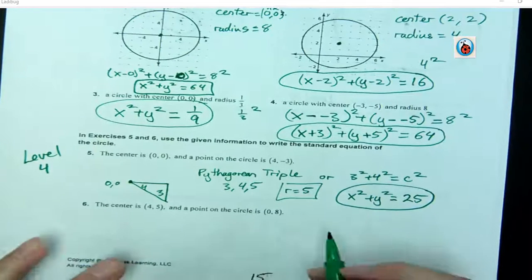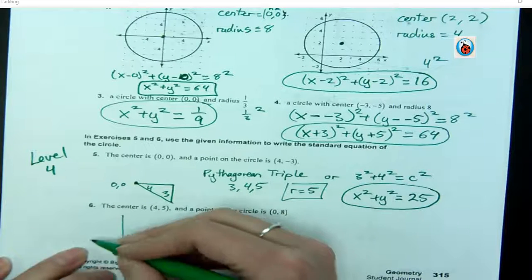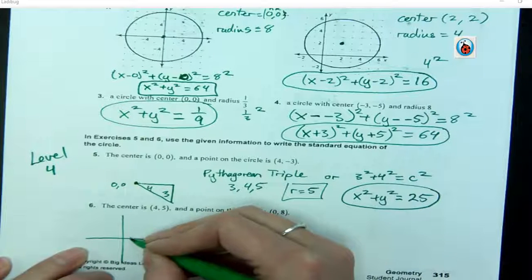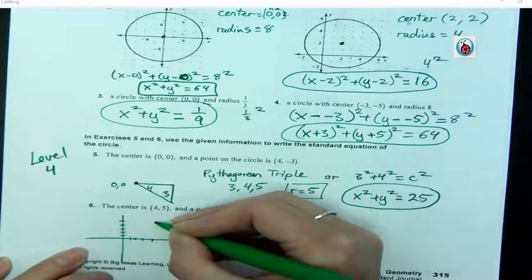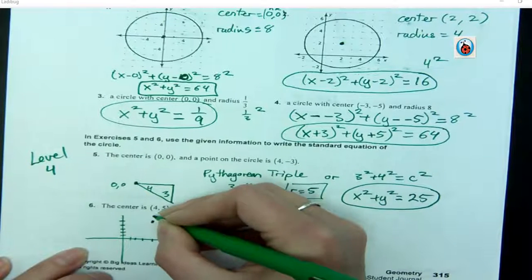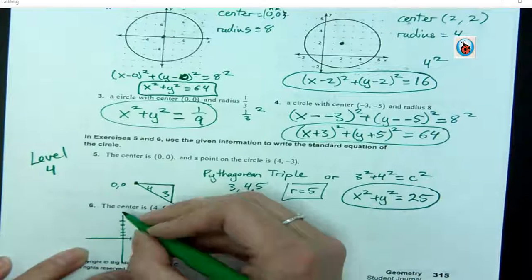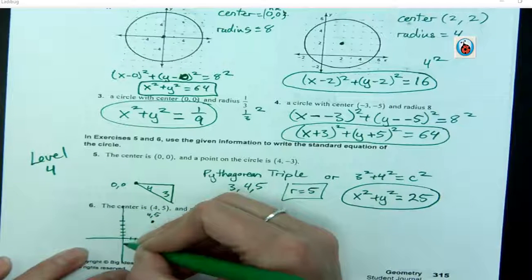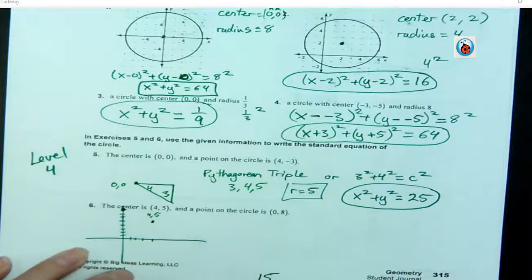Alright, this one gets just a little bit trickier because we're not at the center this time. So this time I'm at 4, 5. So just to give you the visual, 1, 2, 3, 4, 1, 2, 3, 4, 5. This is not going to be exact, but that's my 4, 5. And I have a point on the circle which is at 0, 8. So 5, 6, 7, 8, 0, 8.